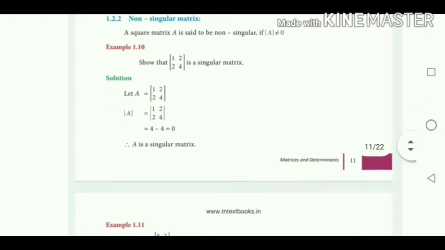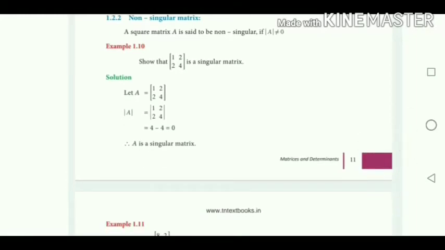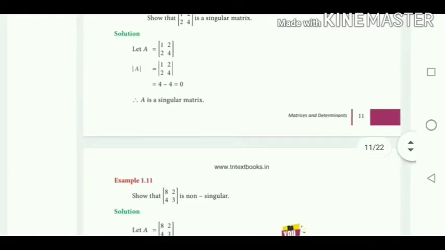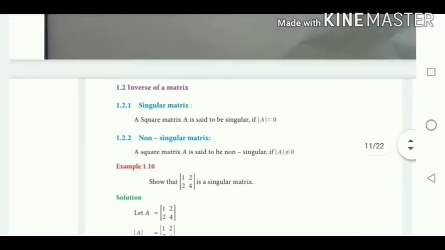Okay, so example 1.10, show that 1, 2, 2, 4 is a singular matrix. Okay, let A equal to 1, 2, 2, 4. Now I am finding determinant of A by cross multiplication. 1 into 4, 4. 2 2s are minus 4. 4 minus 4, 0. A is a singular matrix because I am getting 0. Okay, sorry, one mistake. If it is not equal to 0, then only you have to find inverse. Okay, if it is equal to 0 means there is no inverse exists. I am saying it in reverse form.